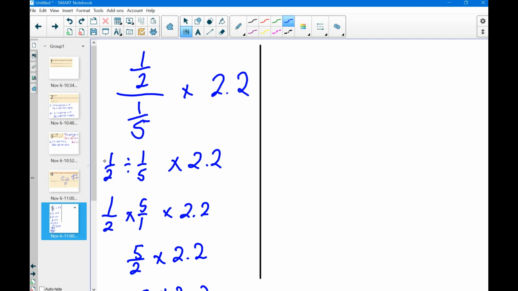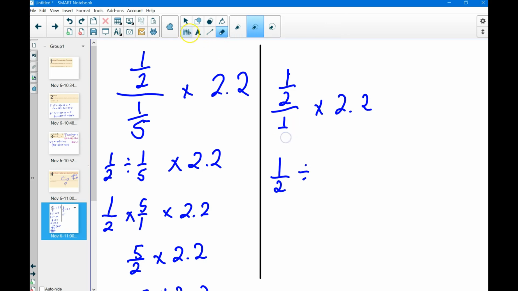But we could do this. Start off the same way, essentially, where we have 1 over 2 over 1 over 5 times 2.2, which turns out to be 1 over 2 divided by, this is actually 1.5, fix that. 1.5 times, let's take this one here.